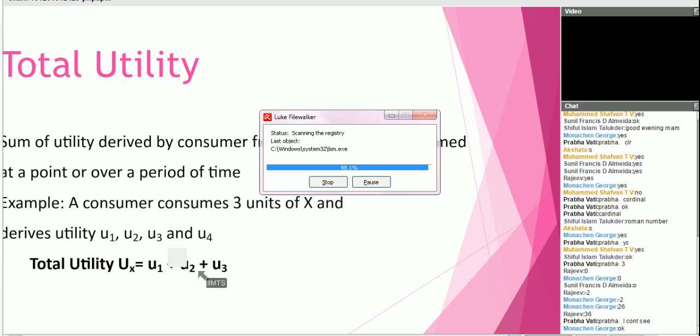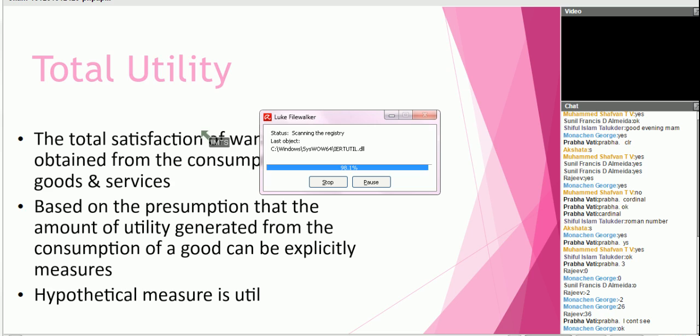So, it's U1 plus U2 plus U3. That's the total. Now, total utility in terms of definition is the total satisfaction of wants and needs obtained from the consumption of goods and services. Now, this is based on the presumption that the amount of utility generated from the consumption of a good can be explicitly measured. When we talk about the law of diminishing marginal utility, or when we go to purchase something from the market, what we consider is the cardinal utility of that thing to us.